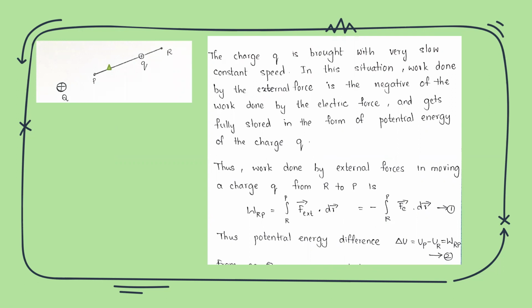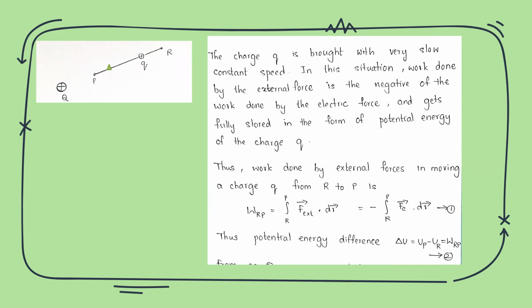Now, we are bringing the charge small q with very slow constant speed. In this situation, the work done by the external force is the negative of the work done by the electric force and gets fully stored in the form of potential energy of the charge q.